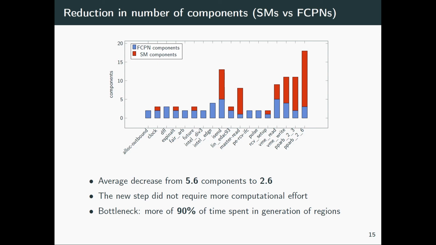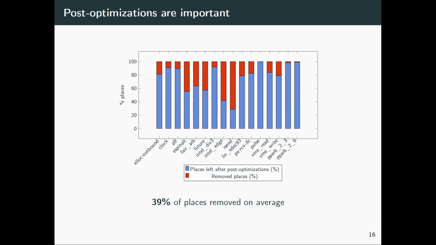An interesting observation that was revealed is that the addition of concurrency into the components did not require additional computational effort with respect to the previously implemented flow. Also, the bottleneck is still the same, which corresponds to the generation of the regions. This procedure takes 90% of the computational time. Here we have the comparison between the number of places in percentage before the post-optimization process and after. We can see that this process is a very important part of the decomposition flow, since in total it removes 39% of places.